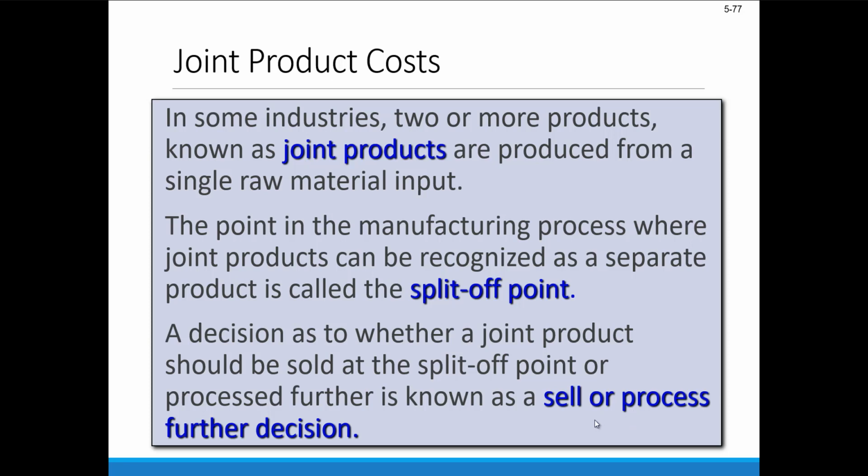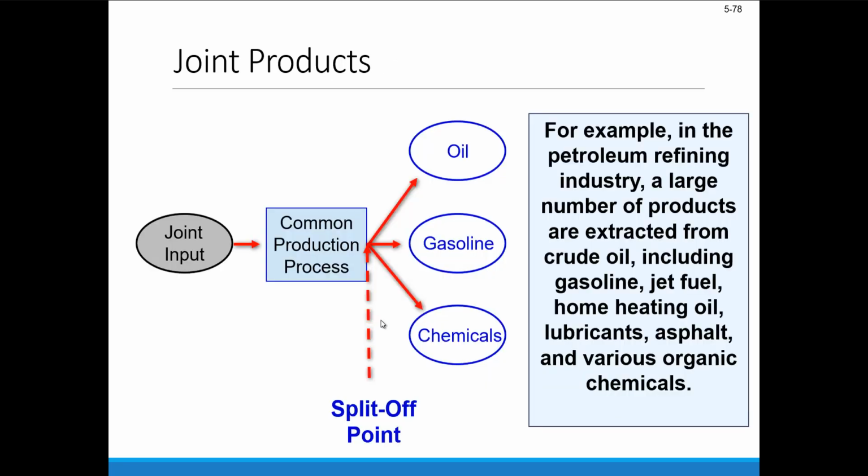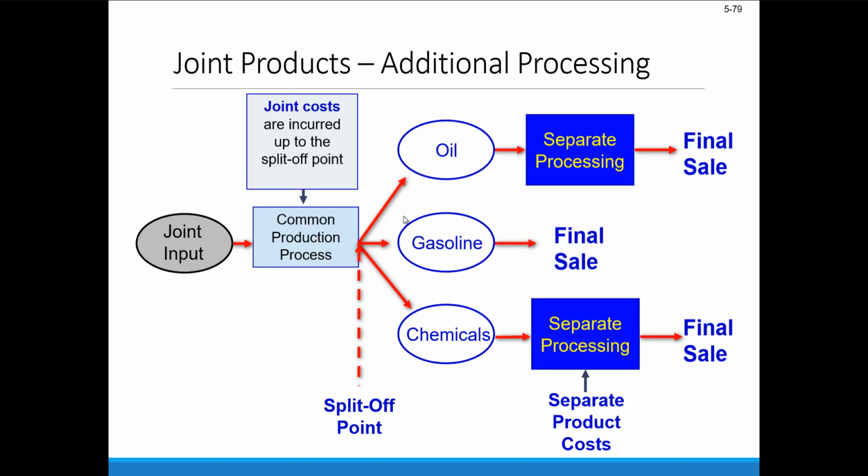And again, for us, we're going to focus on maximizing potential profitability with these decisions. As I mentioned, the first example that tends to come to mind is petroleum refining. We've got a single input there, a common production process, and then at split off, we can turn that stuff into oil, gas, chemicals, and so on. Now, as we'll talk about, we have some joint costs that are typically incurred up to the split off point as part of those common production processes.